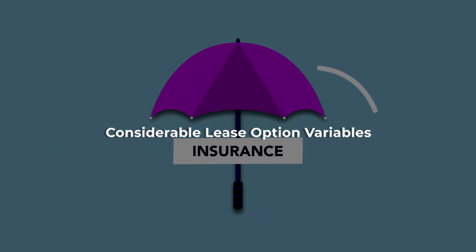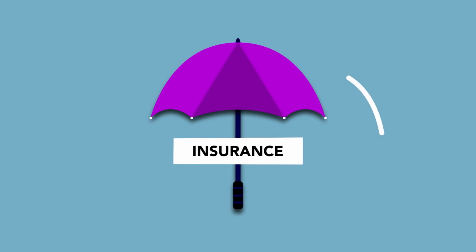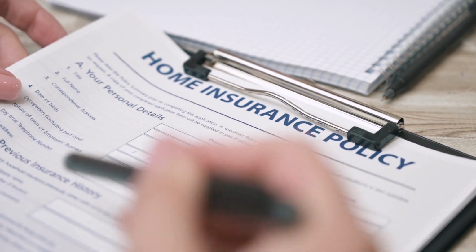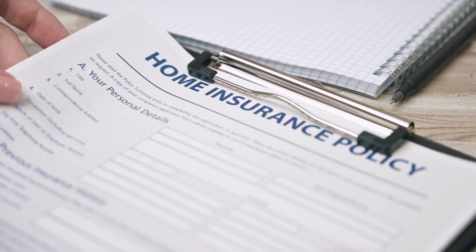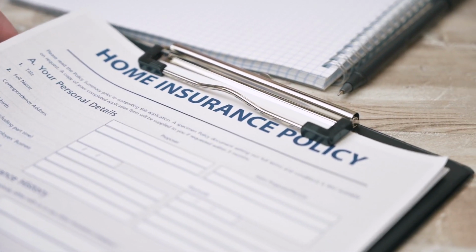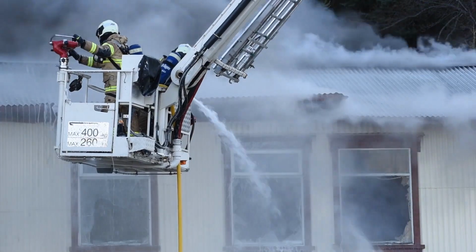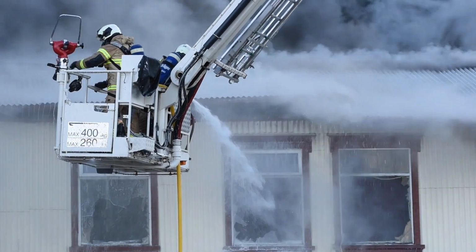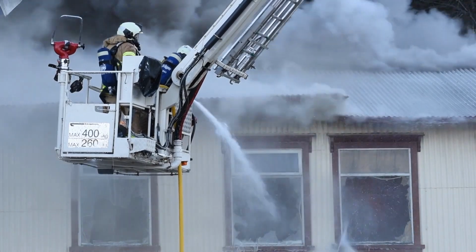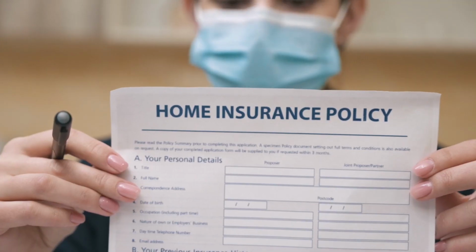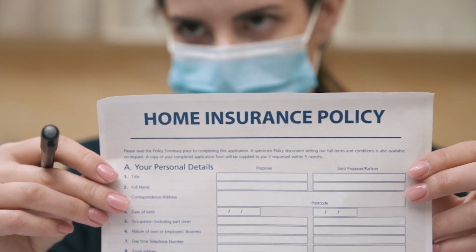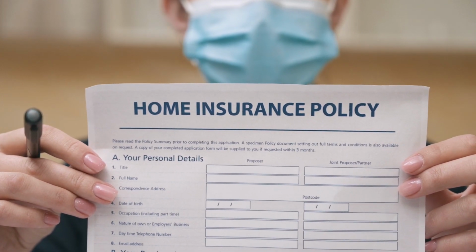Considerable lease option variables: think about both homeowners' insurance and renters' insurance. Renters' insurance should be carried by the tenant and covers any loss of value for furnishings and personal property. In the event that something unfavorable occurs during the lease term, such as a fire or water damage, the homeowner should have their own separate insurance coverage to preserve the home value.